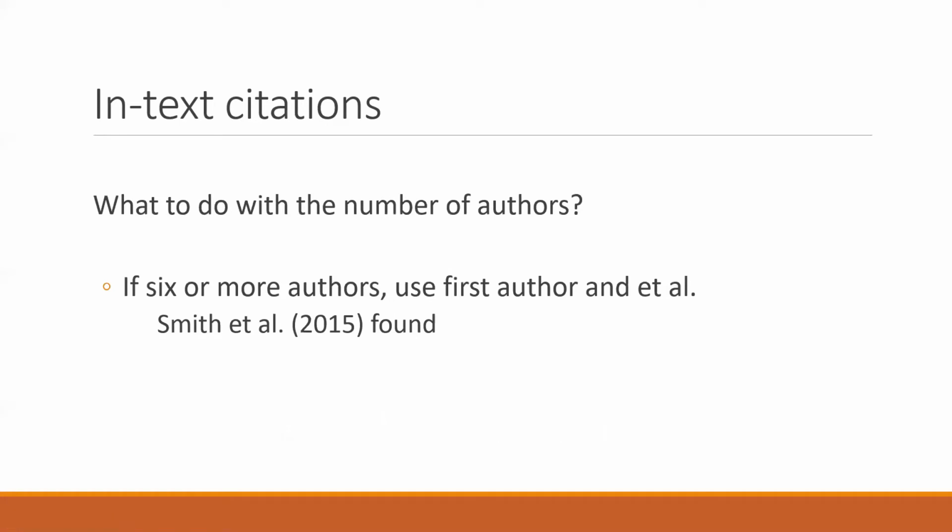If there are 6 authors or more, you'll see some papers, especially in genetics and physics, especially in physics, where you have 100 author names. Do not list all of the author names. If there are 6 or more authors, use the first author's surname and et al, followed by the year, the first time, the 2nd time, the 5th time, the 20th time that you cite that source in a paper.